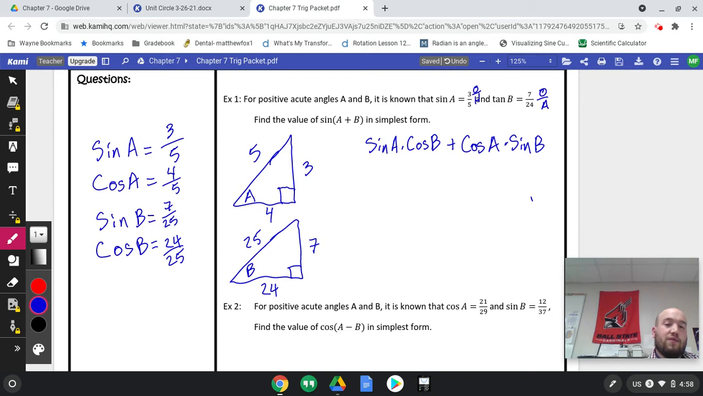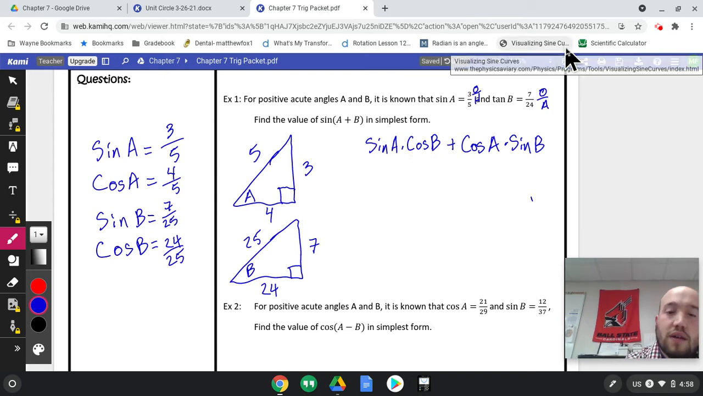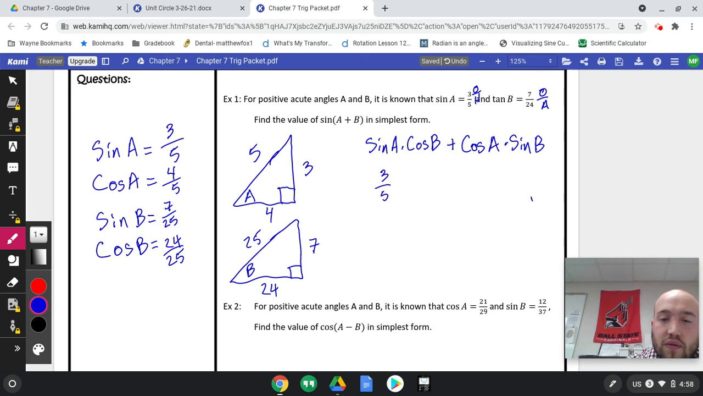Okay, and now all we have to do is fill in each of these slots. So sine of A is 3 over 5 times the cosine of B, 24 over 25. And once again, I know we didn't prove why this works. We're not actually going to in this class. If you go on to calculus, you'll start to look into that. For now, we're just going to accept it. If you'd like to see it, let's talk about that sometime. But for right now, we aren't going to have time to prove that.